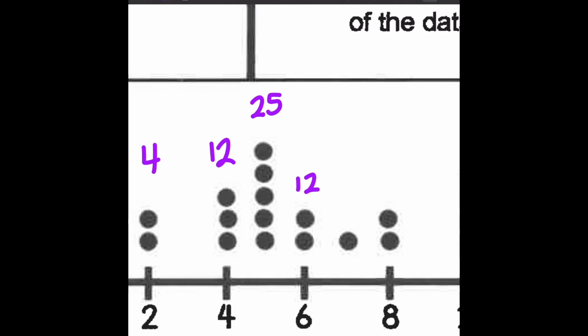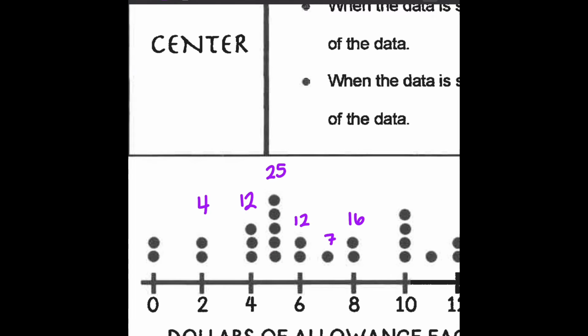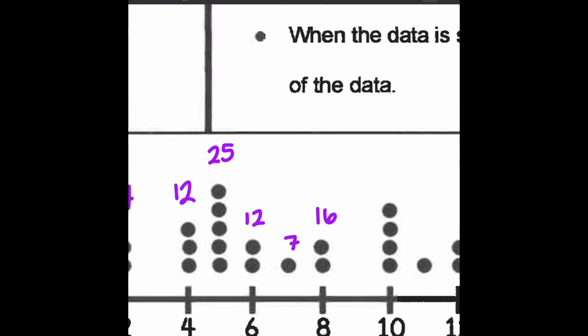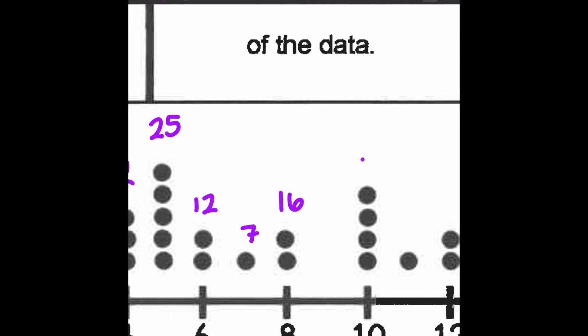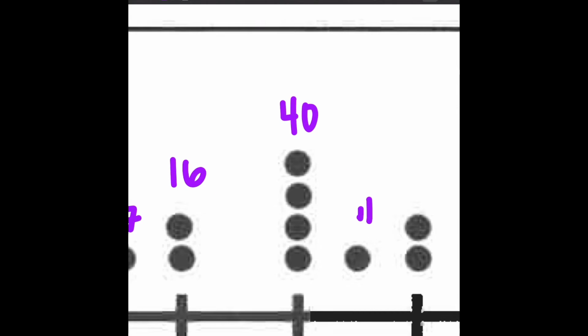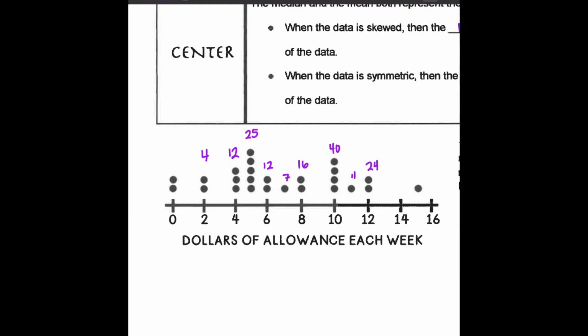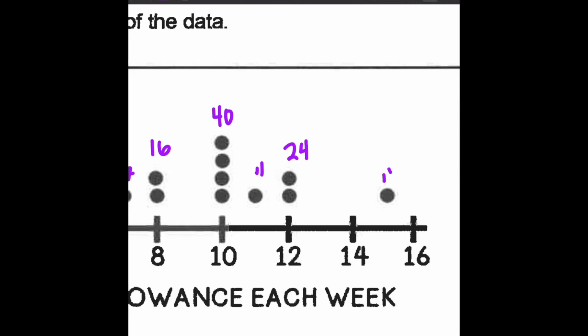Okay, we've got 1 dot that represents 7, so that's 7. 2 dots representing 8, so that's 16. We've got 1, 2, 3, 4 dots representing 10, so that's 40. 1 dot representing 11. And then 2 dots representing 12, so that's 24. And finally, 1 dot representing 15.